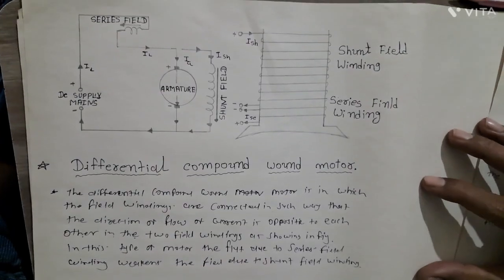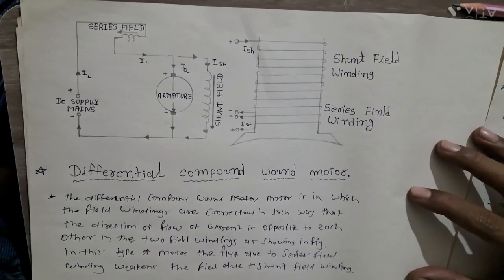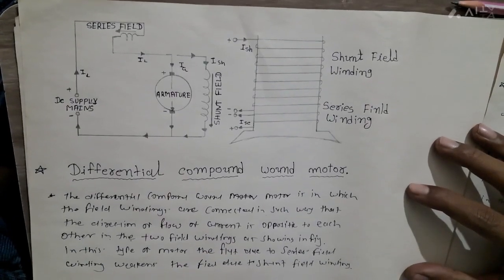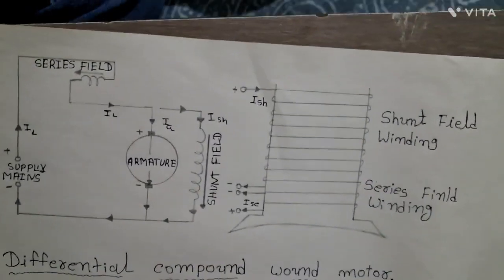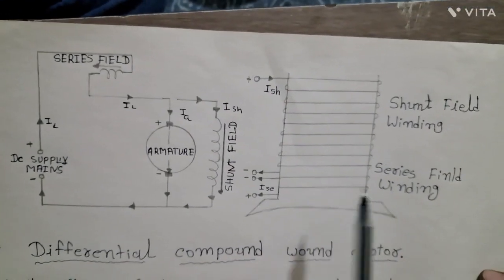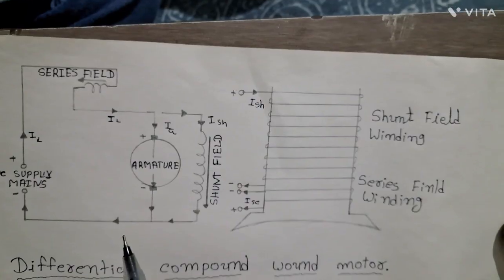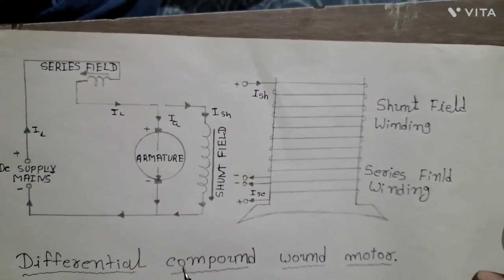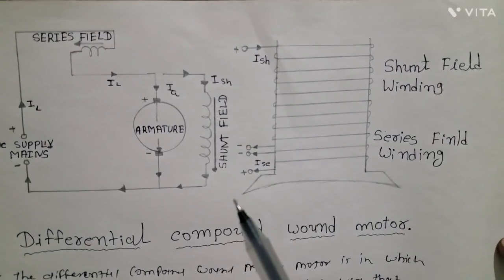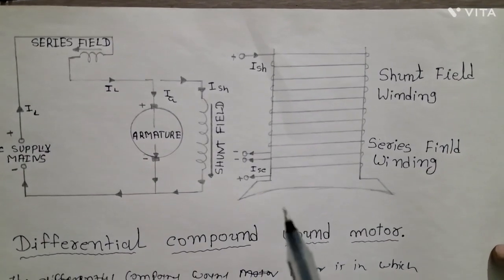And the compound wound DC motor, like the compound wound DC generator, may be either long shunt connected or short shunt connected. In the long shunt connected compound wound motor, the series field and armature are connected in series with each other, in parallel with the shunt field. In the short shunt connected compound wound motor, the armature and shunt field are in parallel with each other and the pair is in series with the series field.